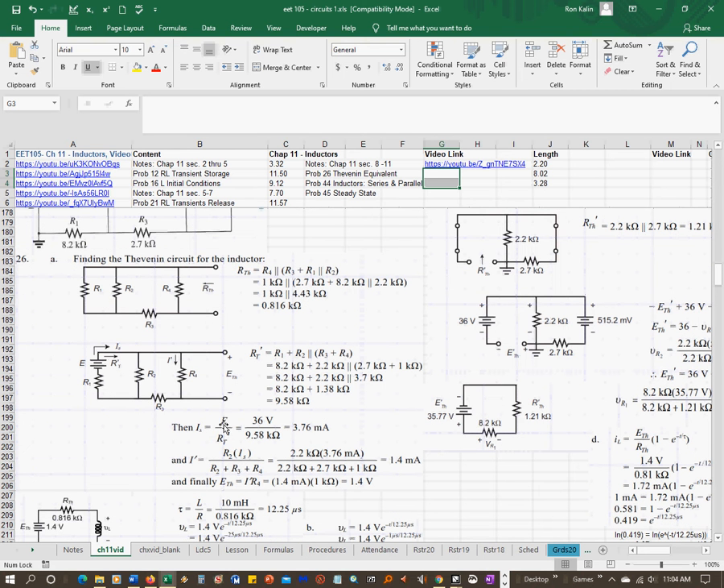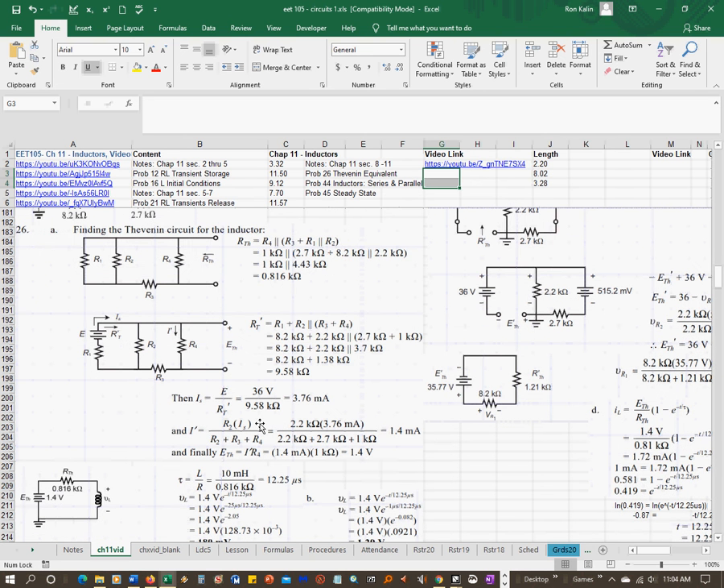And then you take I sub S is E divided by RT. 36 divided by 9.58K equals 3.76 milliamps. So then I prime, using the current divider, I sub S is coming into this node here, and it's dividing down into R2, and also dividing across this way through R4 and R3. So the way to do the current divider here is they defined I prime as the current going through here.